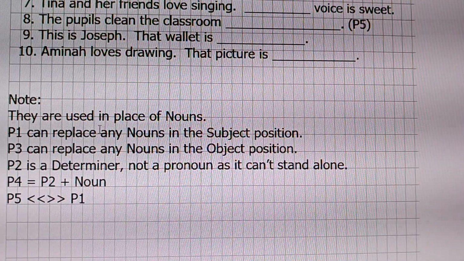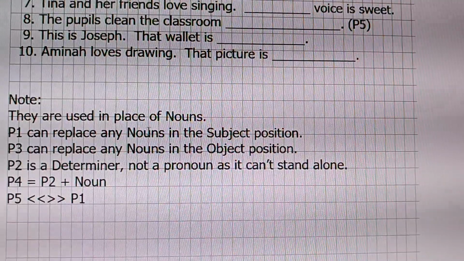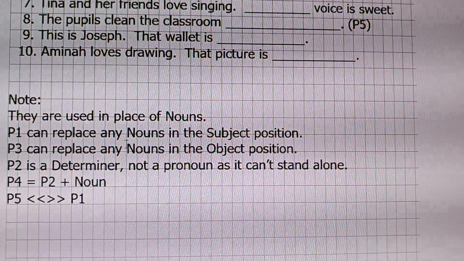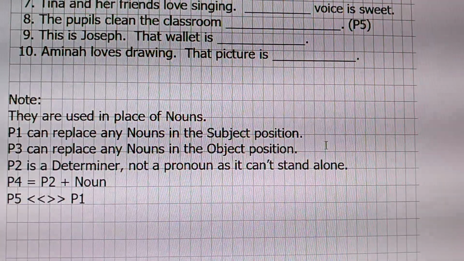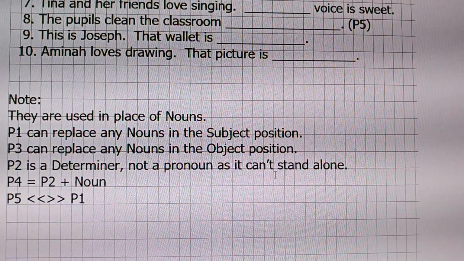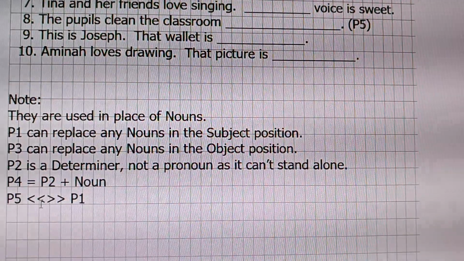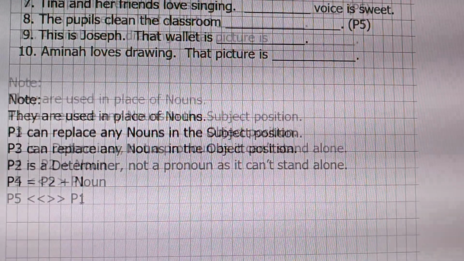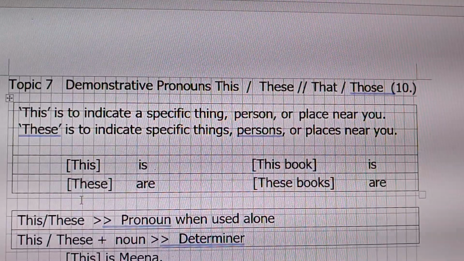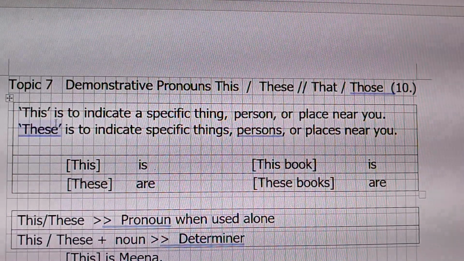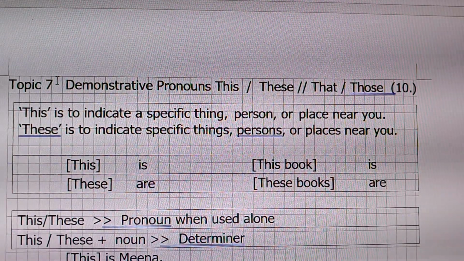Alright? So pronouns are used in place of nouns. P1 can replace any nouns in the subject position. P3 can replace any noun in the object position. P2 is a determiner, so not a pronoun, as it cannot stand alone. So P4 is equal to P2 plus noun. P5 matches with the right P1. Okay, now let's come to topic 7.